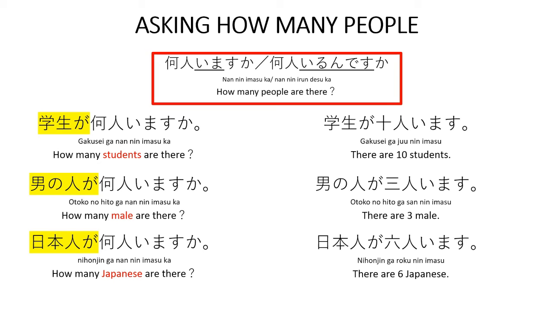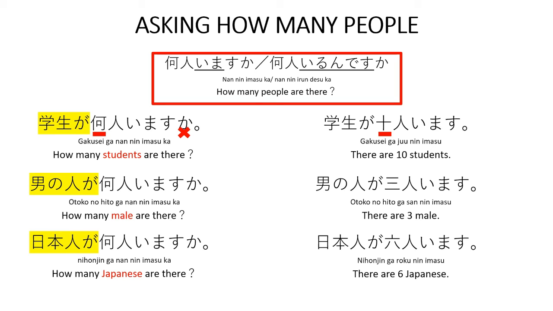It's the same with the other answers. Otoko no hito ga 何人いますか? Otoko no hito ga 3人います, or 3人います will do. 日本人が何人いますか? 日本人が6人います。There are 6 Japanese, or 6人います. As you can see here, what we did was to remove the kanji for nani and replace it with the number 10, 10nin. And then we remove ka, the question particle ka.